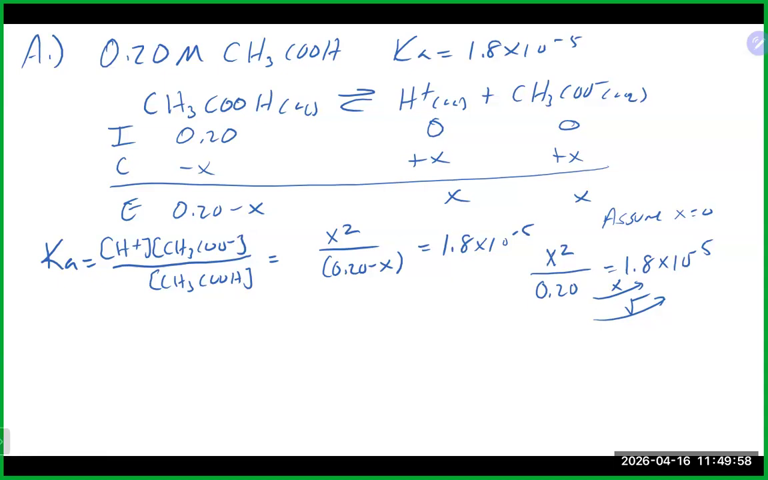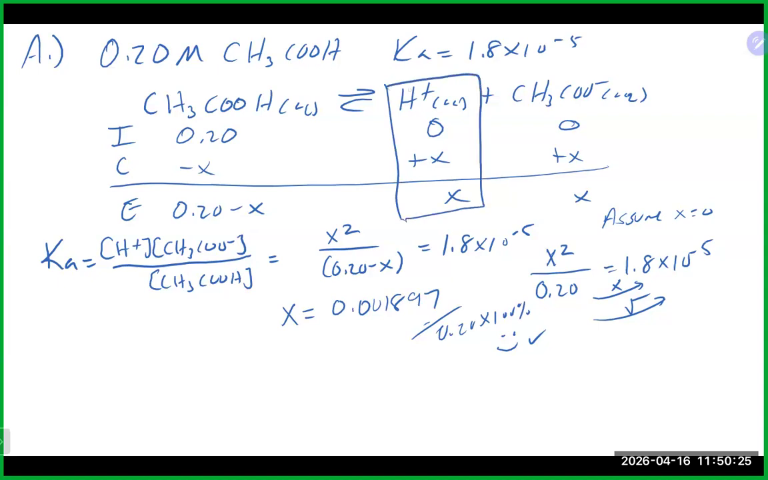So 1.8 times 10 to the minus 5 times 0.2, a little square root action, and that's going to give us an x value here of 0.001897. We're going to divide it by 0.2 and multiply it by 100. I think we are good in this one. We're like 0.9% maybe, or even less than that. So the check is good. Again, in this case, x does equal the H plus concentration.